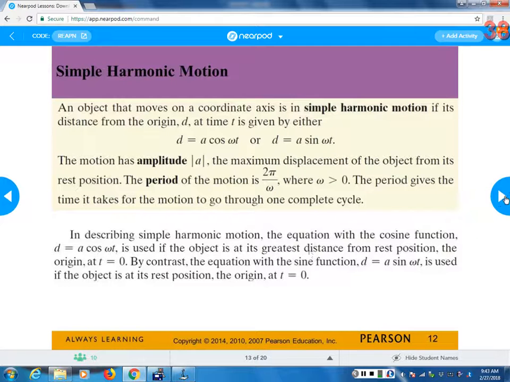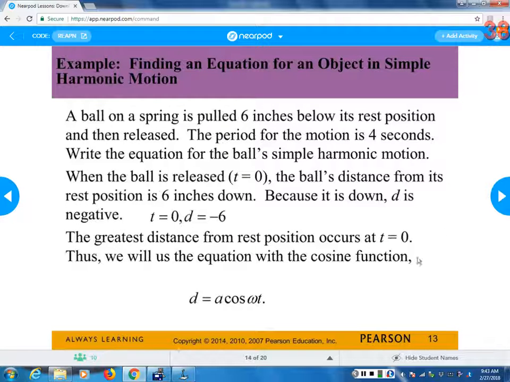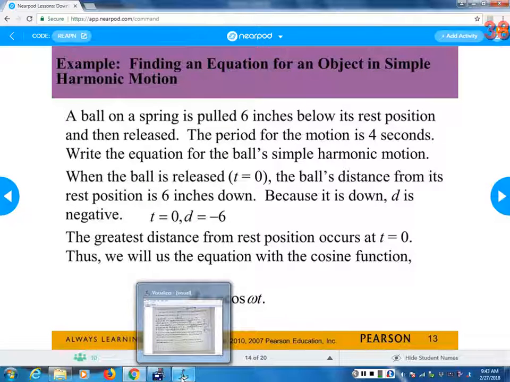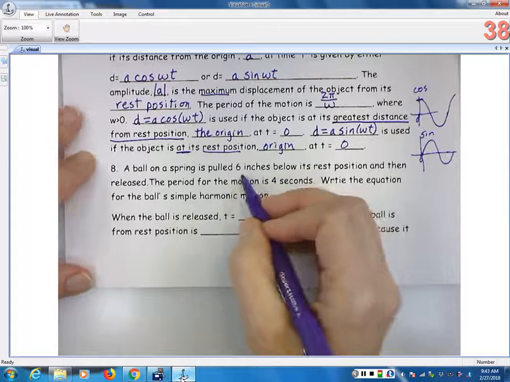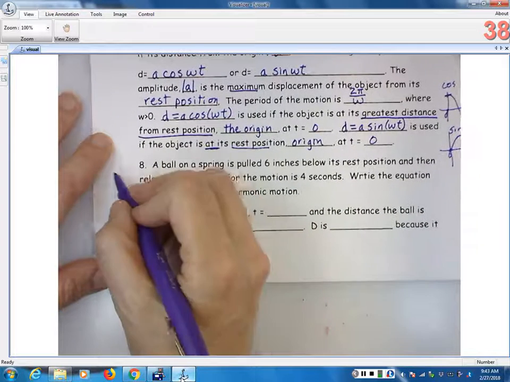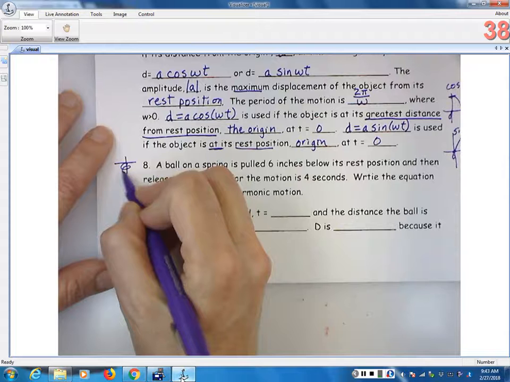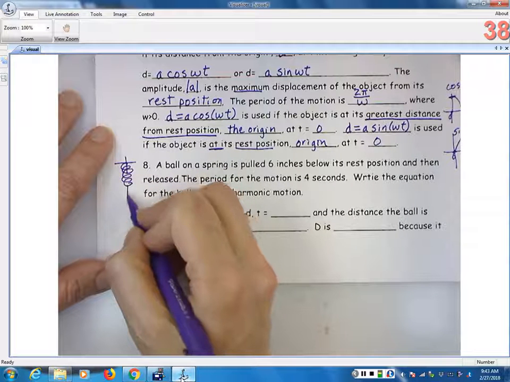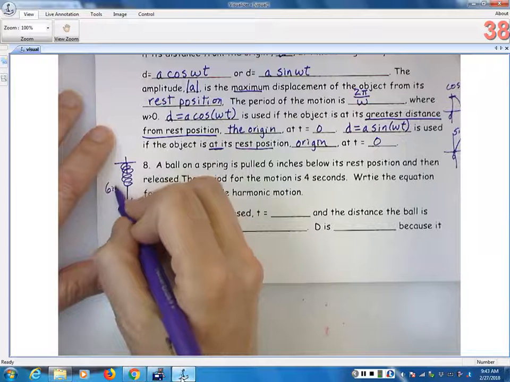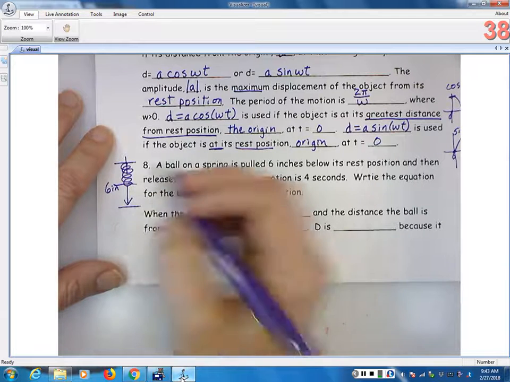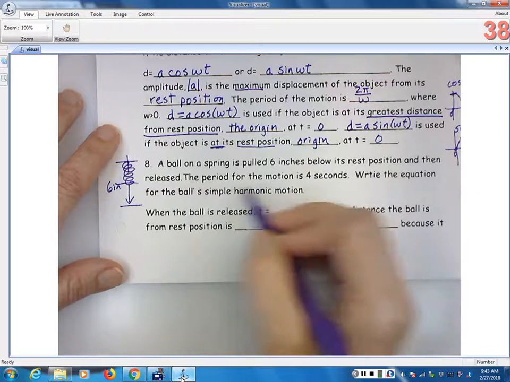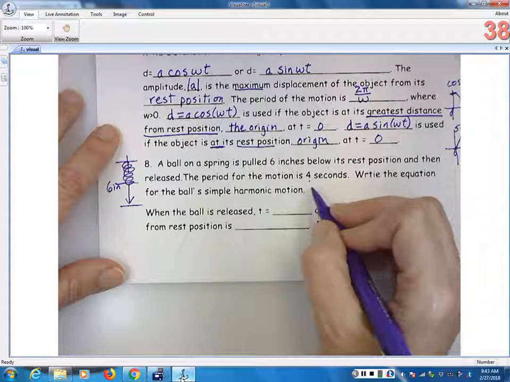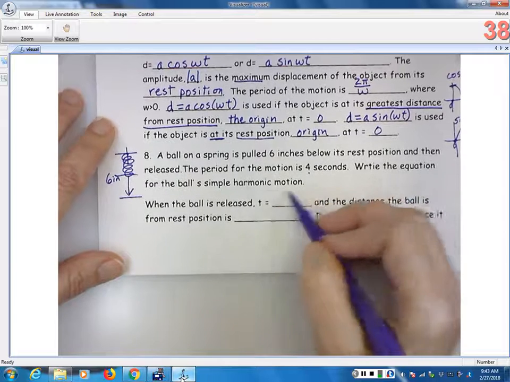So we're going to do an example. We have a ball on a spring, and it's pulled down to 6 inches below its rest position and then released. The period for the motion is 4 seconds. Write the equation for the ball's simple harmonic motion.